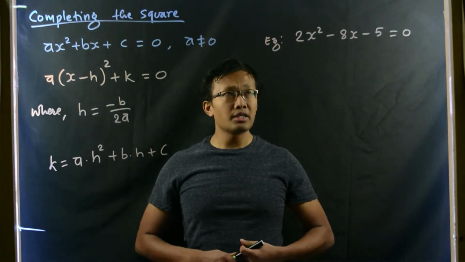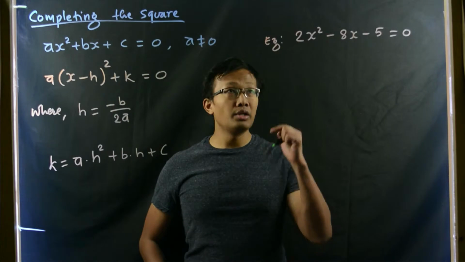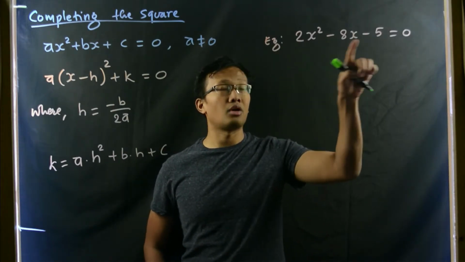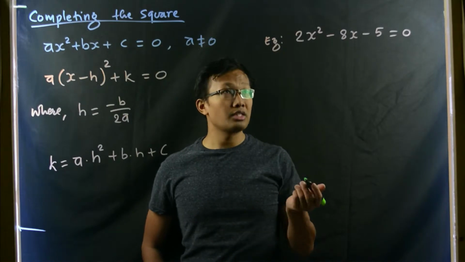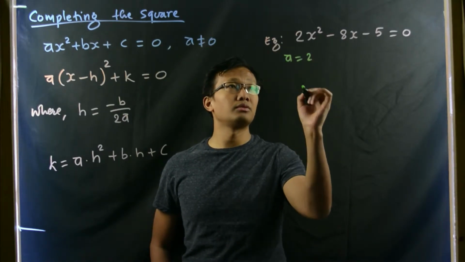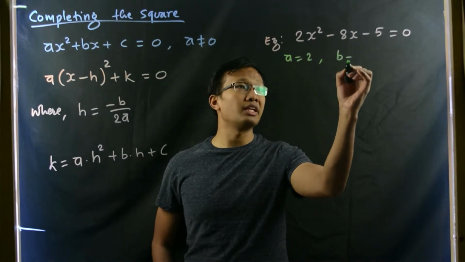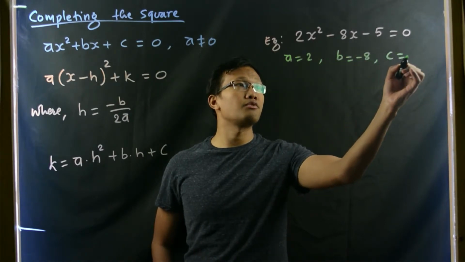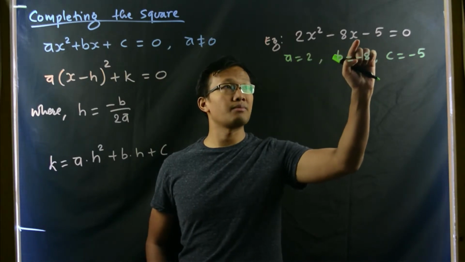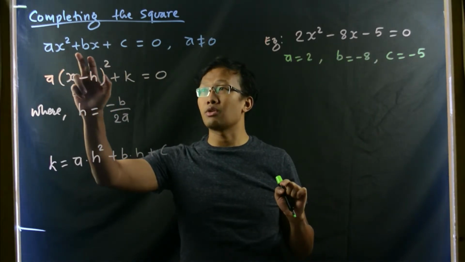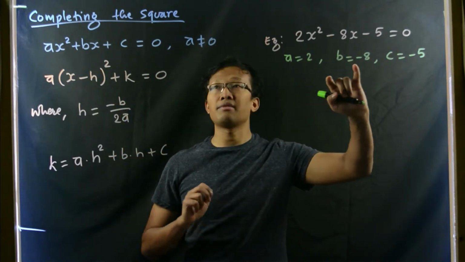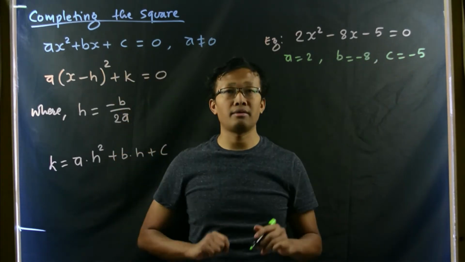Now let us take an example. We'll use the completing the square technique to solve this equation. So let's go for that. Here you can clearly see that a equals 2, b equals negative 8 and c equals negative 5. Compare this equation, 2x square minus 8x minus 5, with ax square plus bx plus c, and you will get a equals 2, b equals negative 8 and c equals negative 5.